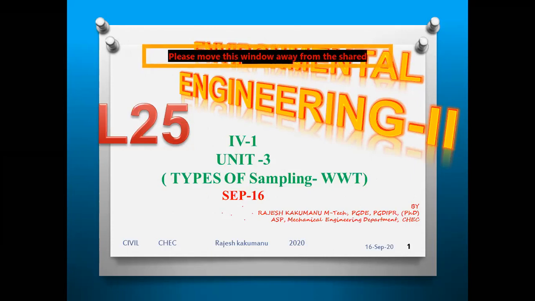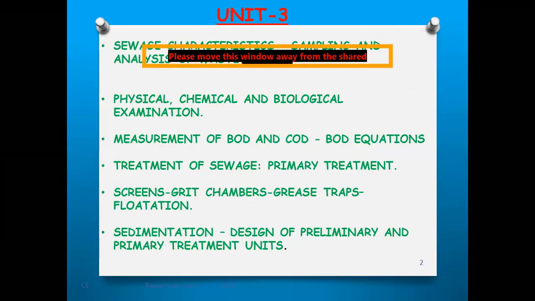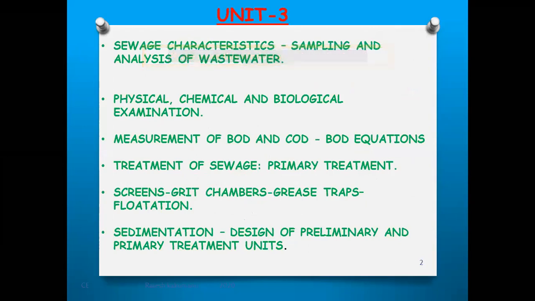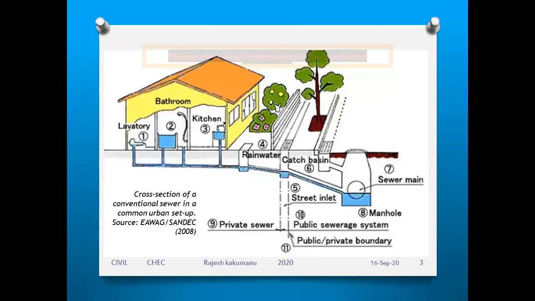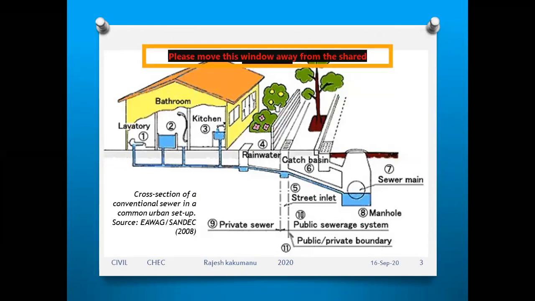Okay, now we'll start the topic, the types of sampling. There's wastewater treatment. So the concepts, the topics you have to discuss in unit 3 are these things, right? We'll discuss these things slowly. I think it will take more than 10 classes to complete this unit also. Okay, yeah. So I think I have given the explanation for this figure, right? How the wastewater is coming from laboratory, from bathroom, from the kitchen.